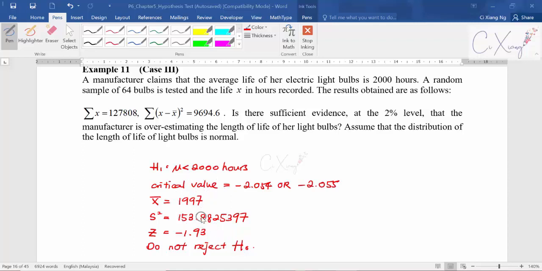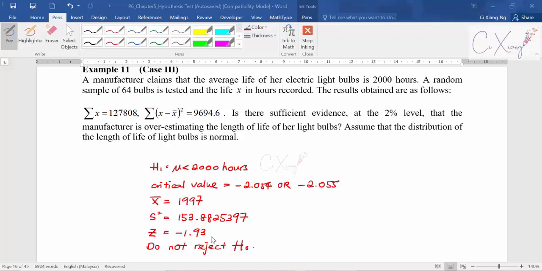Then this is the unbiased estimated variance. All right, so make sure that you get this unbiased estimated variance first. Then use all these values to get your test statistic, which is negative 1.93. If you didn't use the unbiased estimated variance, then your answer is negative 1.95, which is wrong. It should be negative 1.93.